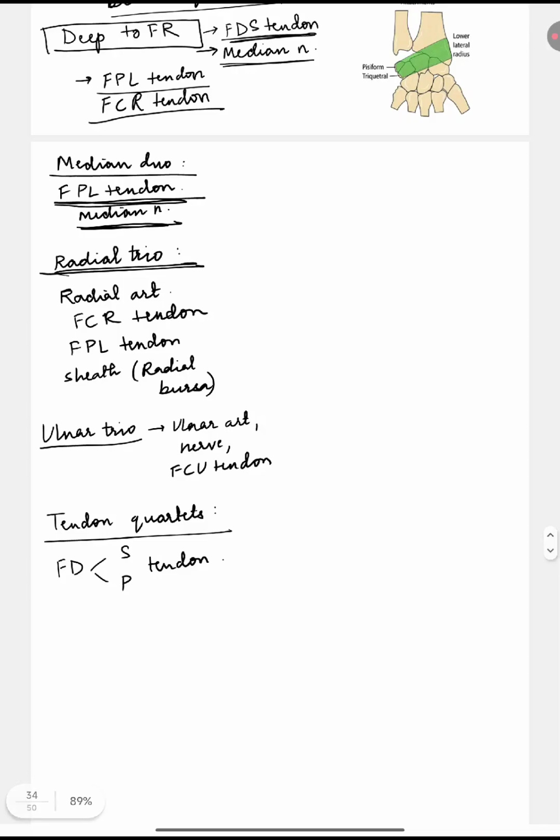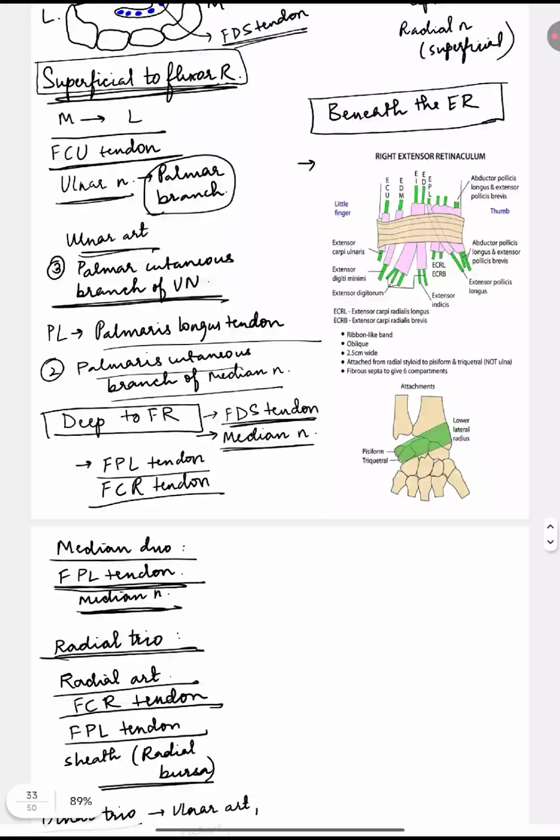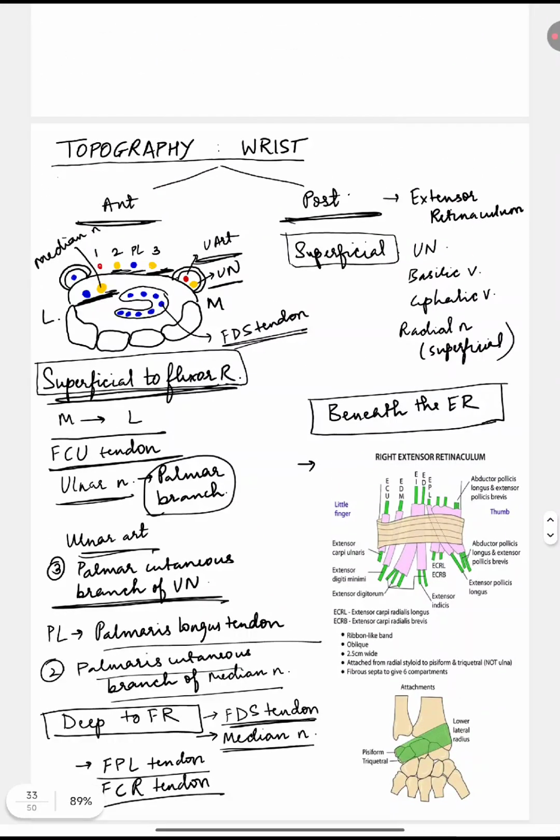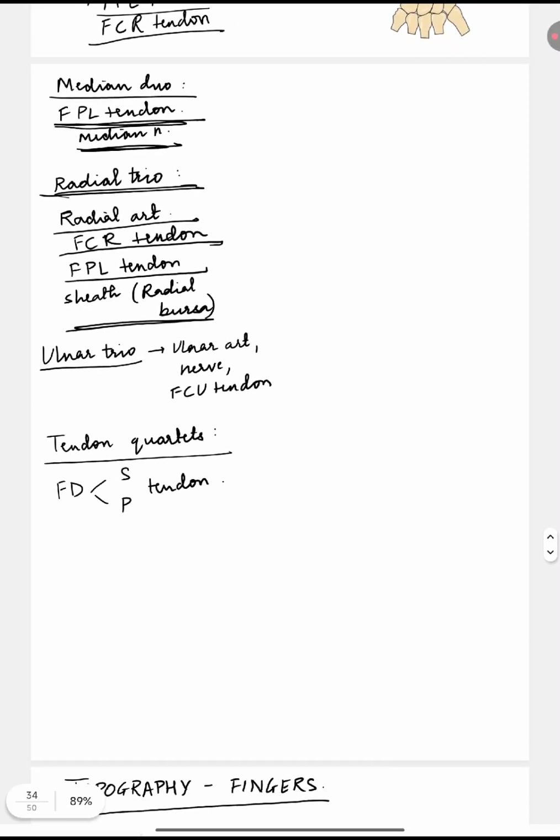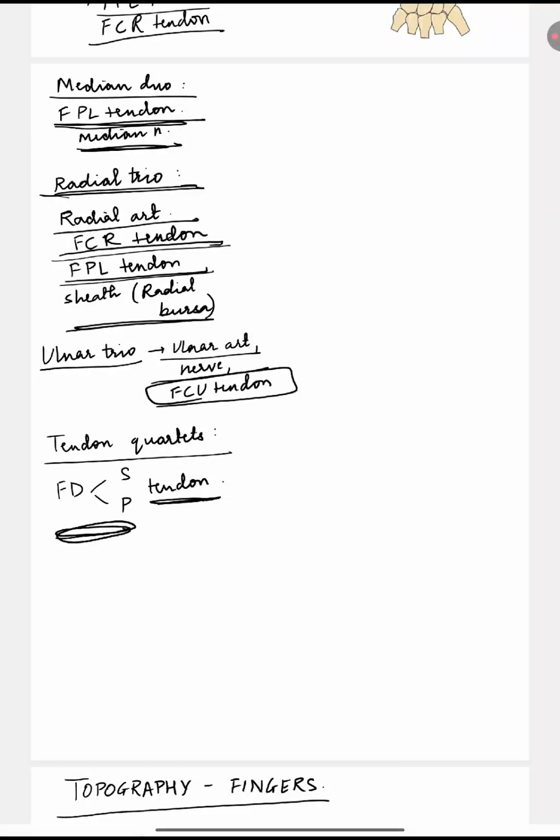Radial trio. Radial trio is radial artery, flexor carpi radialis tendon, flexor pollicis longus tendon and sheath of radial bursa. Ulnar trio is ulnar artery, ulnar nerve, flexor carpi ulnaris tendon. And tendon quartet is flexor digitorum superficialis and profundus tendon.